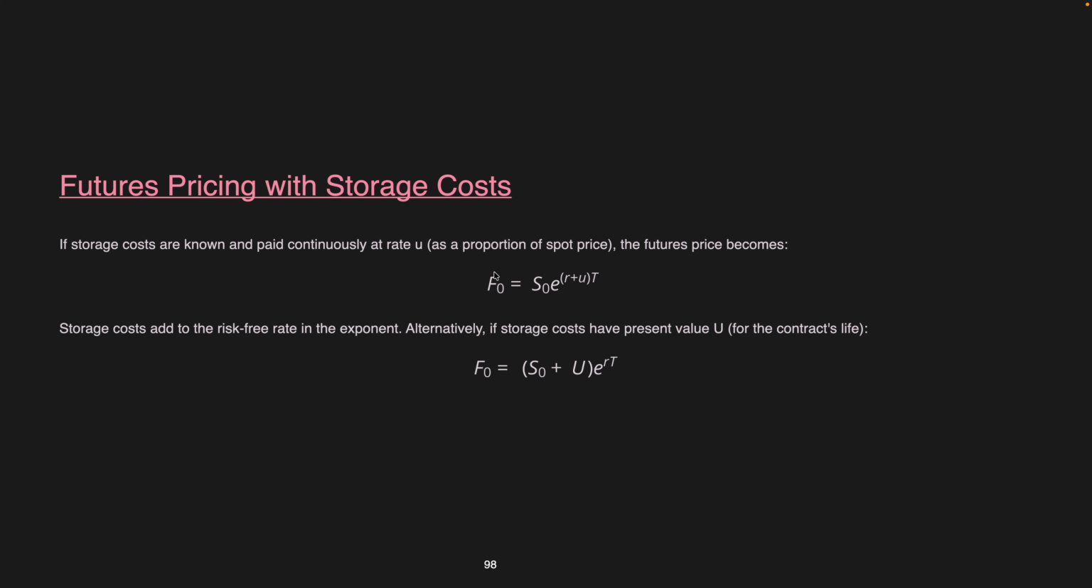In a question they may say the storage cost will be 1%. Here they may say the storage cost is 50 rupees. In such cases you are going to add that 50 rupees to the spot price. In this case, if they say the storage cost is 1%, then that 1% should be added to the risk-free rate to get the future price. So the future price will generally increase with the increase in the storage cost, because storage cost is also a cost of carry.